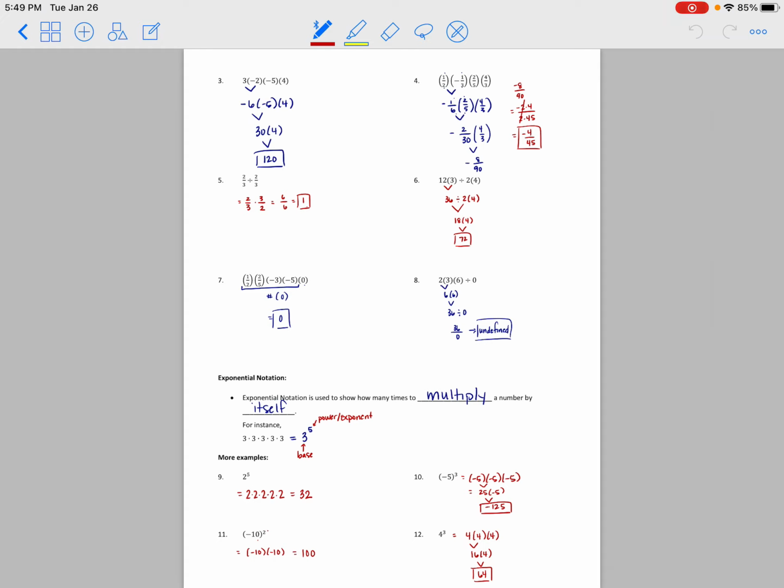Okay, so sorry about that. 2 pages, multiplication, division, and then some exponential notation, which is, again, just multiplication.